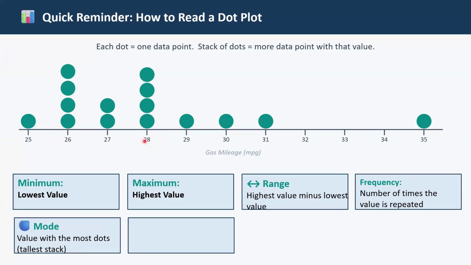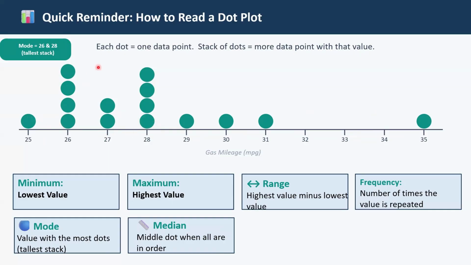Next is the median. Median is the middle value when all the data values are arranged in order from least to the most. So if you arrange all this data value from 25 to 35, the middle value is the median. If you count from here, the eighth value is here, 28. And if you count from here towards the center, you again get the median as 28.